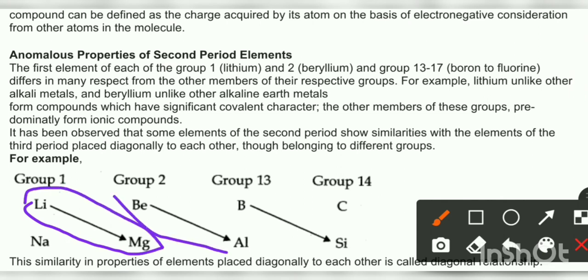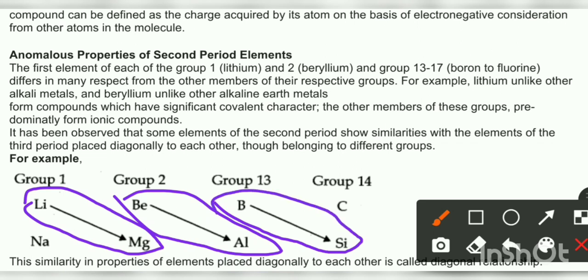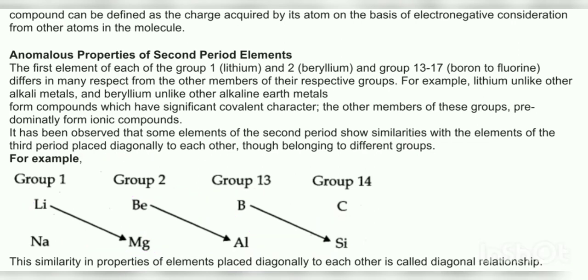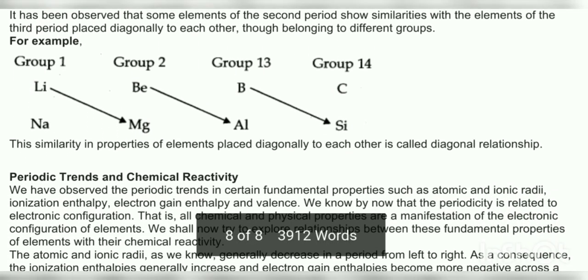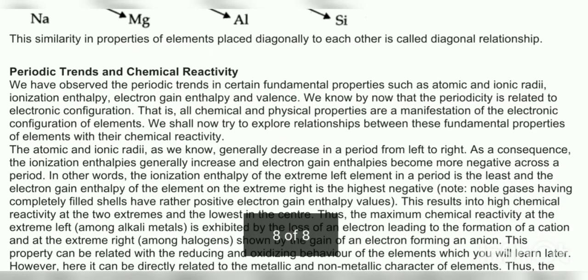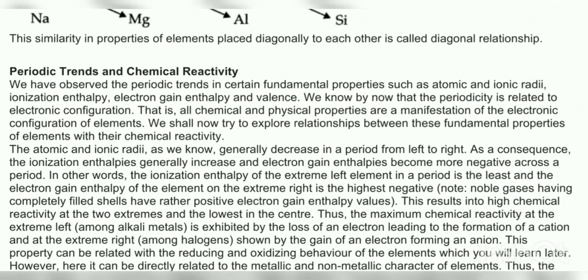magnesium, and the properties of beryllium is very near to the properties of, or similar properties observed in, aluminum. The properties of boron and the properties of silicon show similarity. So such a kind of thing is known as a diagonal relationship. Okay, ಇದನ್ನು ಕೂಡ ಮತ್ತೆ ನಾವು ಎಸ್ ಆ್ಯಂಡ್ ಪಿ ಬ್ಲಾಕಲ್ಲಿ ಸ್ಟಡಿ ಮಾಡ್ತೇವೆ. Next, periodic trend in chemical reactivity.